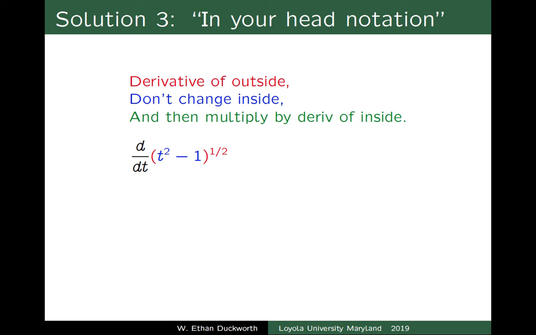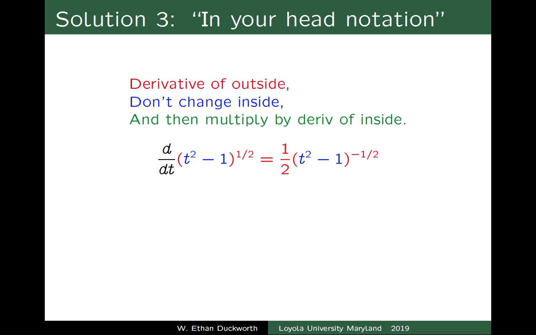Okay, now I'll start actually applying the rule. Let's take the derivative of the outside, that's the part with the parentheses to the 1/2. So the 1/2 will come down in front, and then I will have the parentheses, and then I will subtract 1 from that power. So 1/2 parentheses to the negative 1/2. That's the outside, the derivative of the outside. Now I'm not going to change the inside, so I'll just put t squared minus 1 back in.